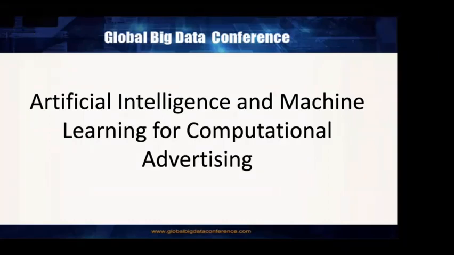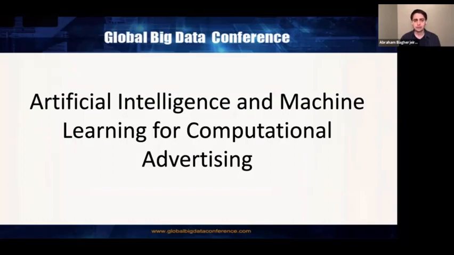I'll be talking about various problems in artificial intelligence and machine learning for computational advertising today. We'll give a bit of an overview of what computational advertising is and where different learning algorithms fall into this.